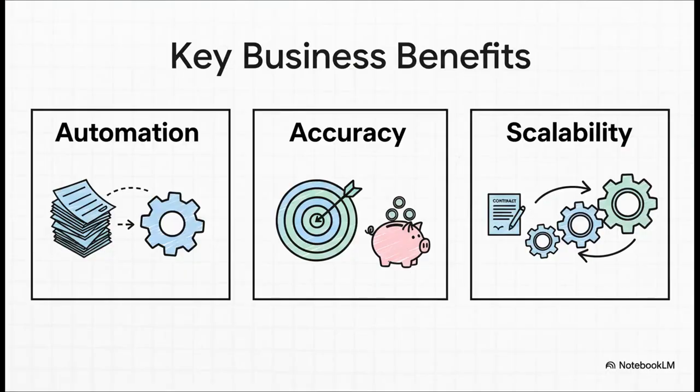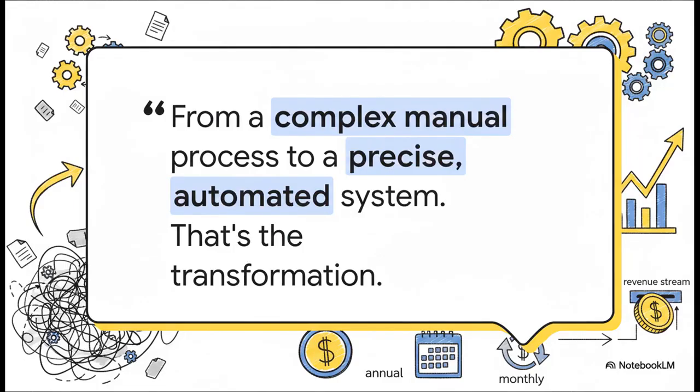Okay, the business benefits here are huge. Let's break them down. First, automation. You're taking so much manual work off your team's plate and basically getting rid of human error. Then there's accuracy. You're billing the right amount at the right time every single time. That means better cash flow and way more reliable forecasting. And finally, scalability. This is the big one. It doesn't matter if you have 100 contracts or 1,000,000. The system scales effortlessly.